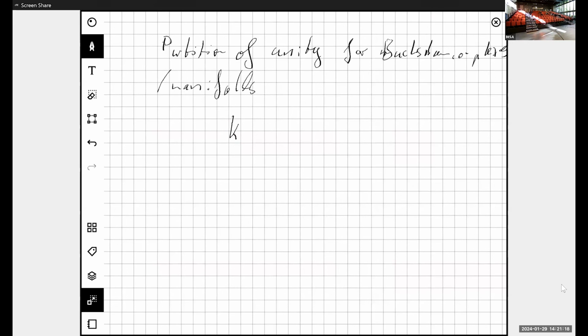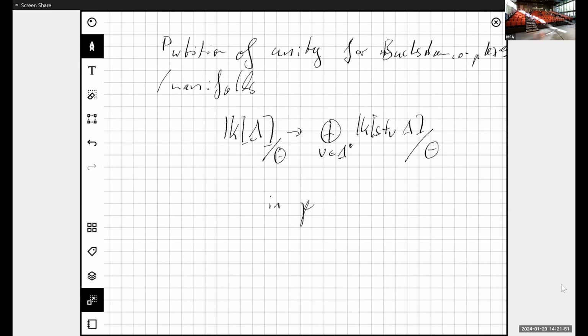So I have K delta, all right? And I want to map this to the direct sum over the vertices V in delta 0 of K star of the vertices of delta, and I mod out my linear system of parameters, these theta. And in general, this will not be injective.